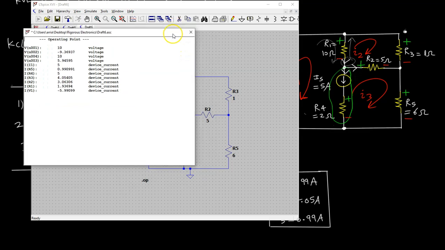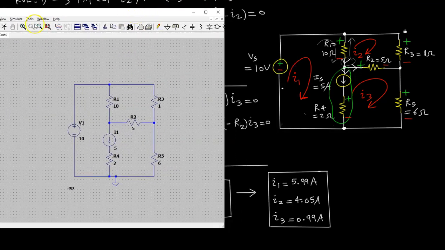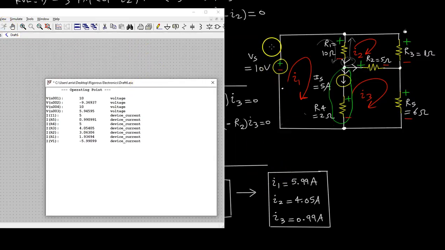So looking at this, we can see the current I1, let's move this to the side. Looking at I1, which is the current through this voltage source, we're going to see that the current through V1 is negative 5.99 amps. Of course the magnitudes are the same, but the negative sign simply means that this voltage source is not sourcing that current, it's sinking that current. So the current is actually going counterclockwise in that mesh.